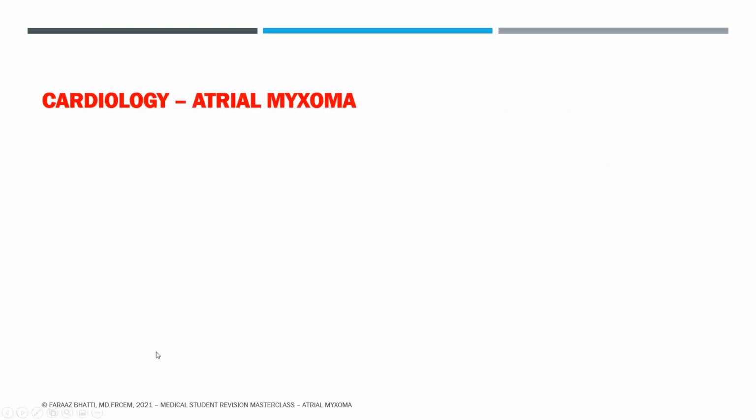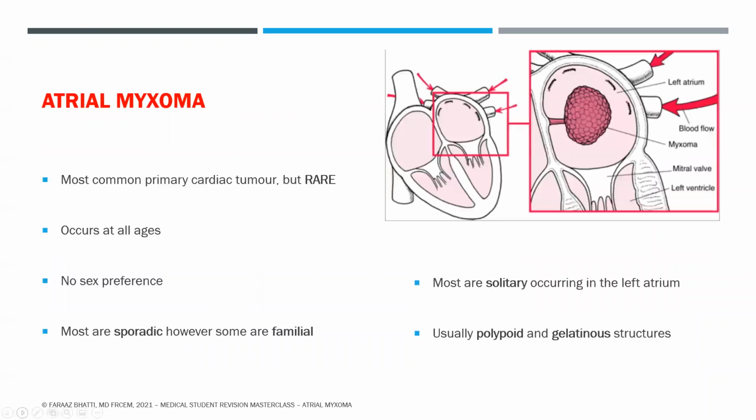So without further ado, we will start our brief tutorial on atrial myxoma. This is the most common primary cardiac tumor, but it is rare. It occurs at all ages, there's no sex preference, and most are sporadic, however some are familial.